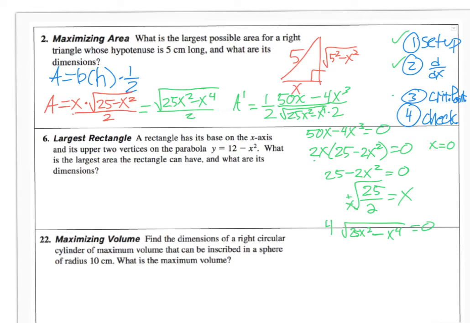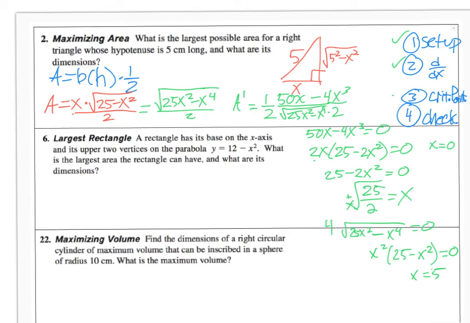Is equal to 0. In short order, that's going to give us x squared, 25 minus x squared is equal to 0. X equals plus or minus 5, only the 5 matters. And that might make sense because we can't have a leg that's the same as the hypotenuse. So the undefined point doesn't matter for that either. We still have to check it just to make sure.